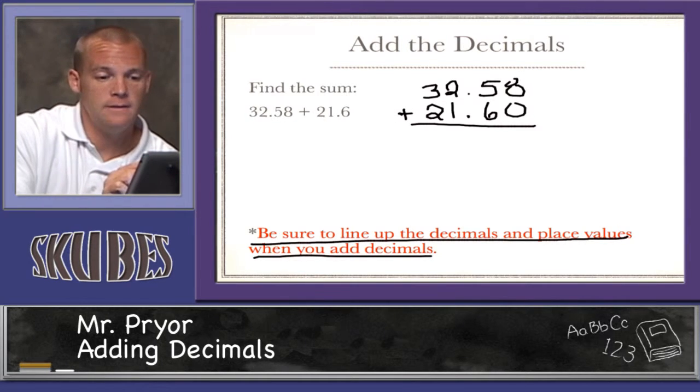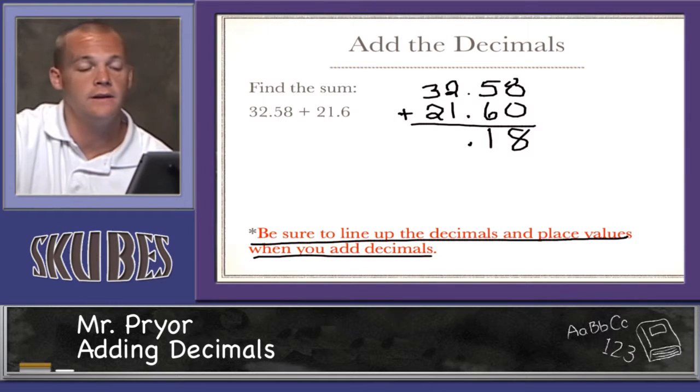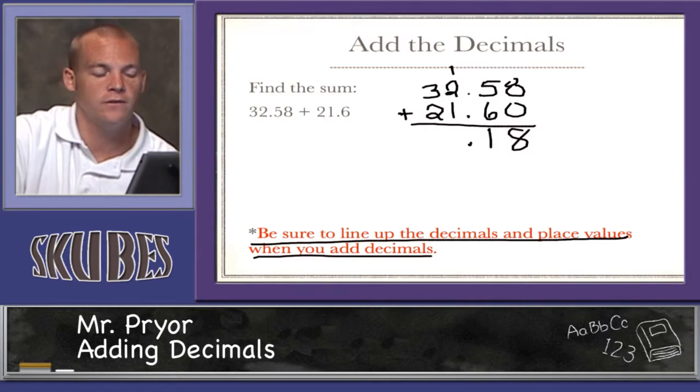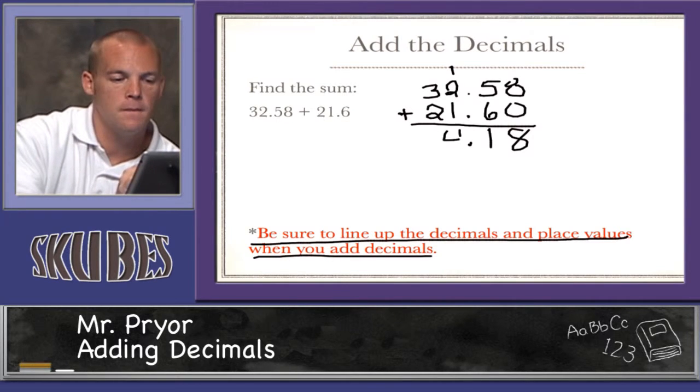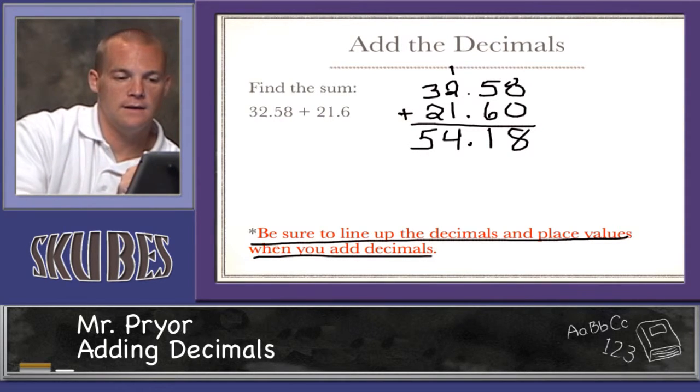8 plus 0 is 8. 5 plus 6 is 11. Bring your decimals straight down. Notice how the decimals are aligned, all your place values are aligned. That's good. We need to carry the 1. 2 plus 1 is 3, plus 1 more is 4. And 3 plus 2 is 5. So it looks like we end up with 54.18.